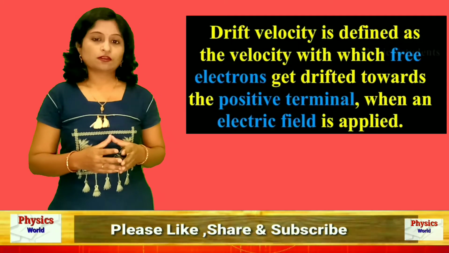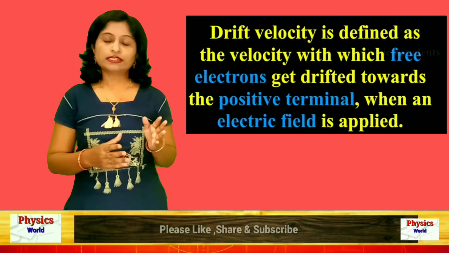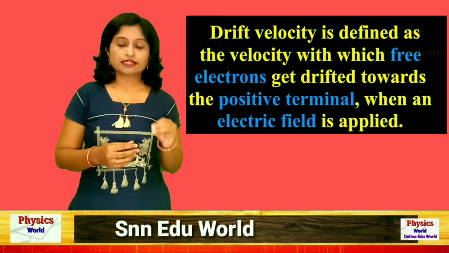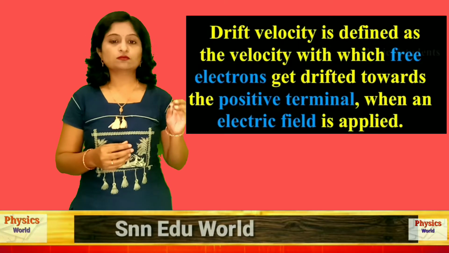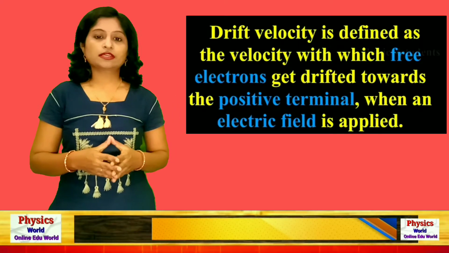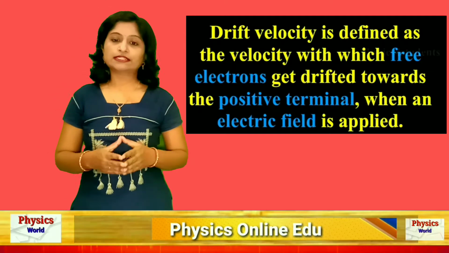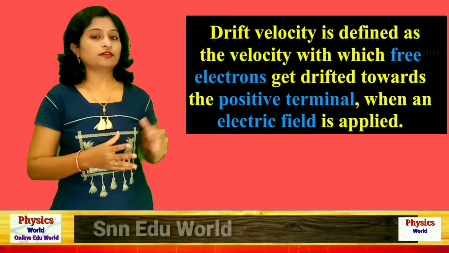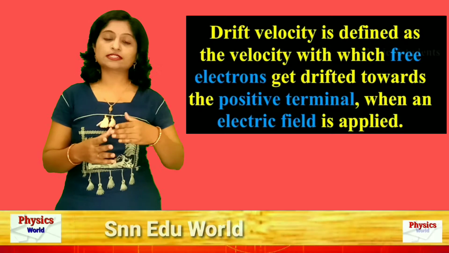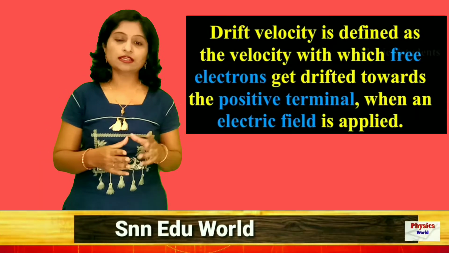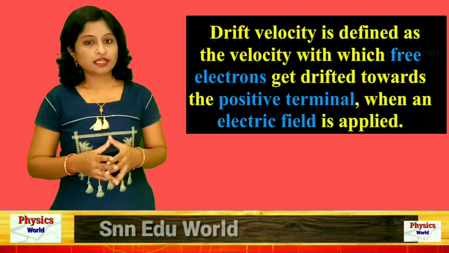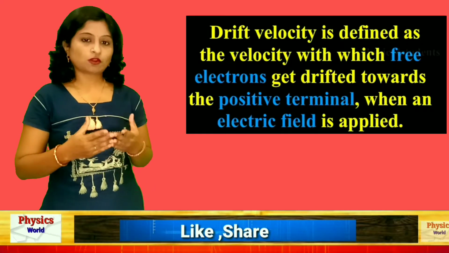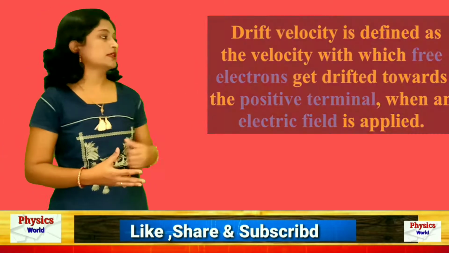So when an electron is placed in an external electric field, it will suddenly feel the drifting towards the positive terminal of the electric field. Okay, so this is the drift velocity, and that velocity with which it is drifted towards the positive terminal is called the drift velocity. Okay, so how will it occur? See here with the help of this diagram.